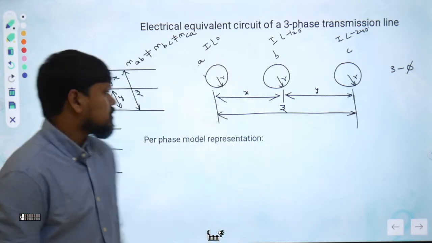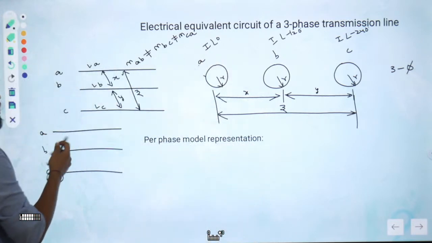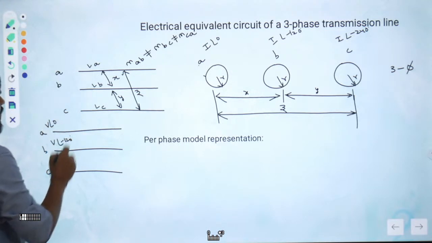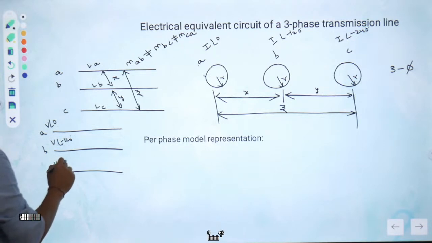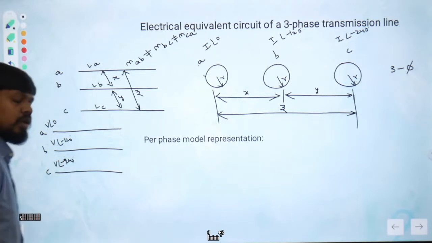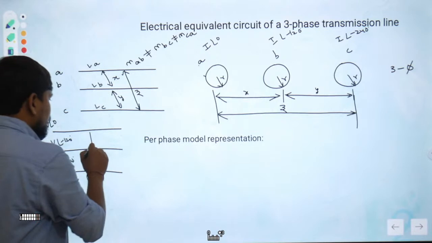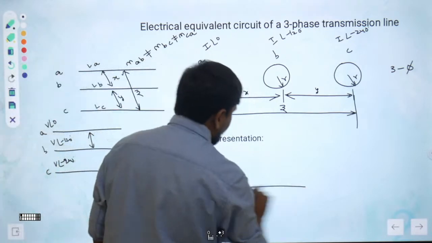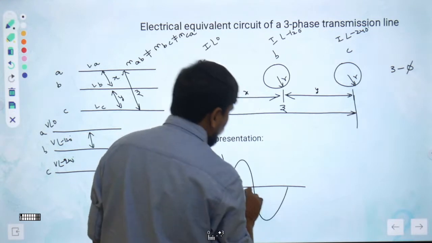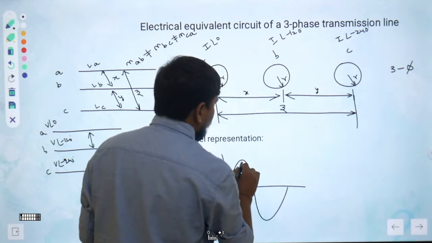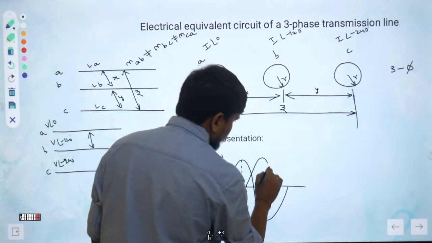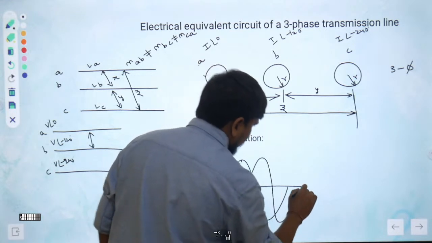You observe here the voltage is V at an angle of 0, here the voltage is V at an angle of minus 120, and here V at an angle of minus 240. Definitely there is some voltage difference between these two, not the maximum voltage. This is the A phase voltage, and after 120 degrees, which is 90 plus 30, there will be the second phase.